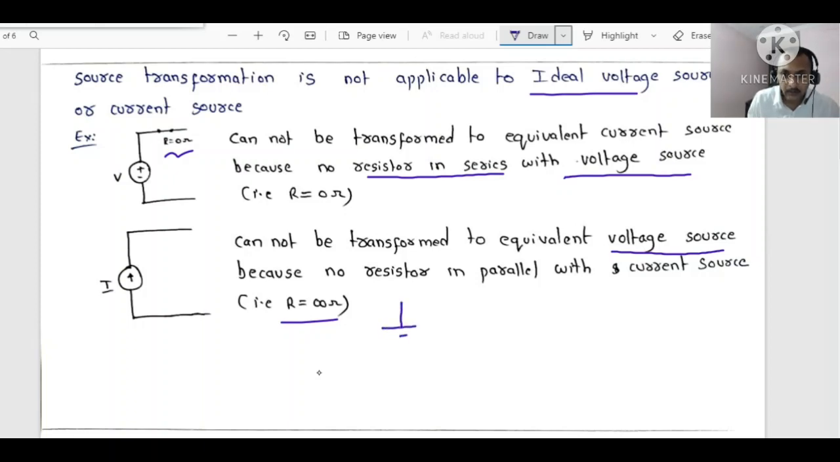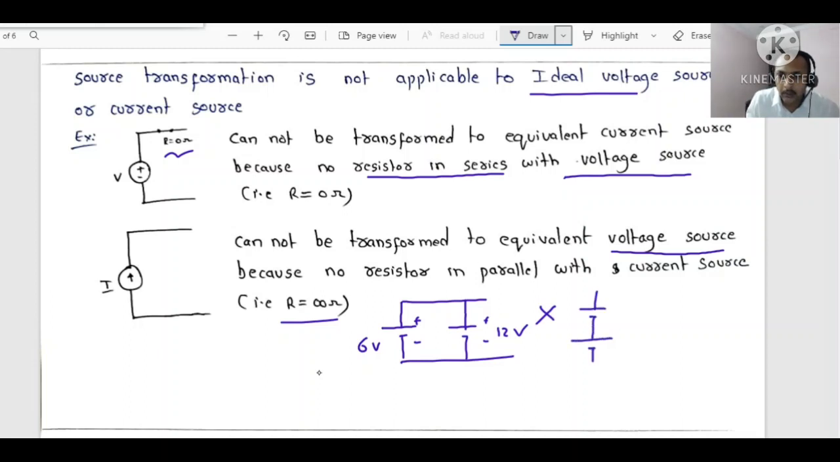We cannot make such a connection: two voltage sources, one of 6 volts and the other of 12 volts. If there are two voltage sources connected in parallel, their voltage value must be the same. This is wrong. But you can make a connection like this, with positive and negative terminals in series, 6 volts and 12 volts between A and B, and you can replace it with a single voltage source, no problem.